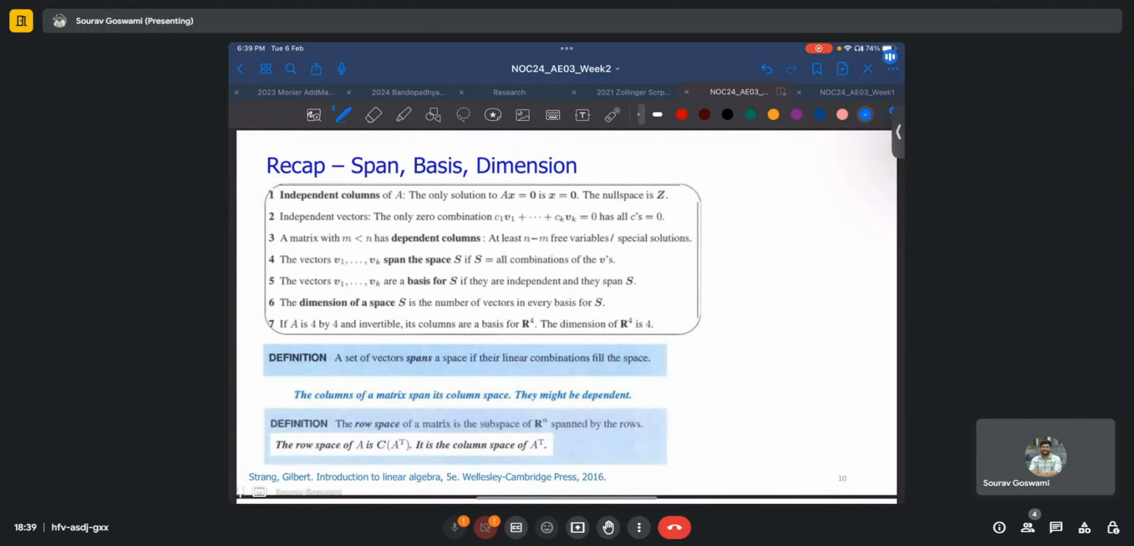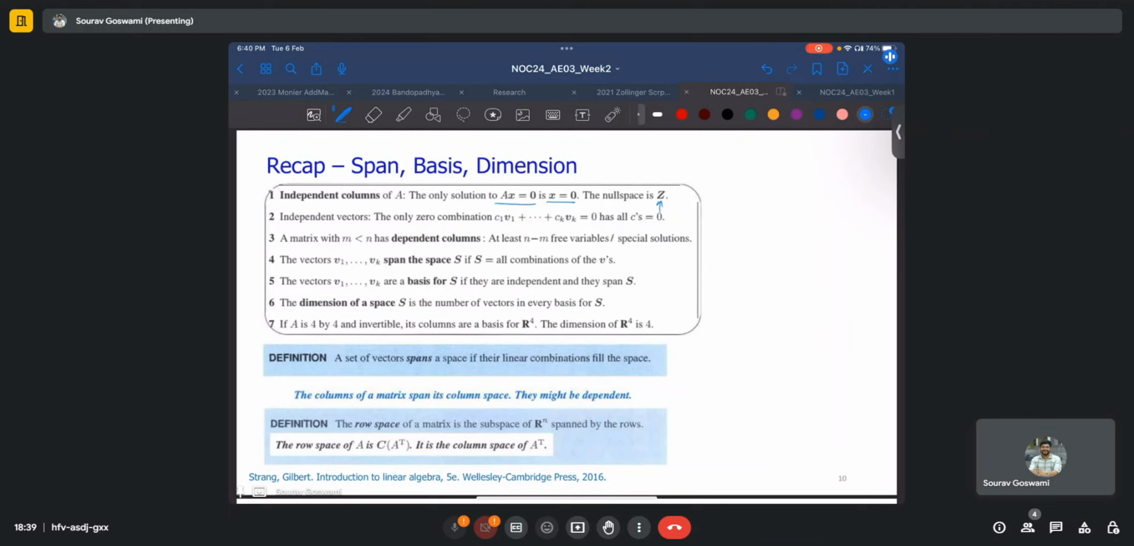Okay, now on to a few more definitions. So we'll discuss the span, the basis, and the dimension of a vector space. First, the independent columns of A. So if all the columns are independent, then the only solution to the homogeneous system Ax equals 0 is x equals 0, and the null space is Z. Z, as we had discussed, is the zero-dimensional null space containing only the zero vector. This is when all the columns of A are independent. If any are dependent, then the situation changes, of course. We have other solutions and other elements lying in the null space.